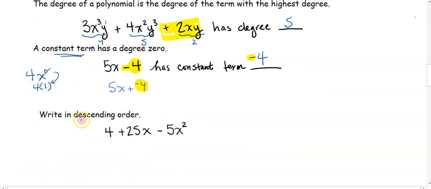We should also understand what descending order is. Whenever I write my answers, I typically write them in either ascending order, going up to the greatest power, or descending, going from the greatest to the lowest. So if I want to rearrange this, remember the sign in front goes with the term. So this is negative 5x squared, and then positive 25x, and then this one has no sign in front, so it's positive 4. So this is descending order, the highest degree down to the lowest degree.